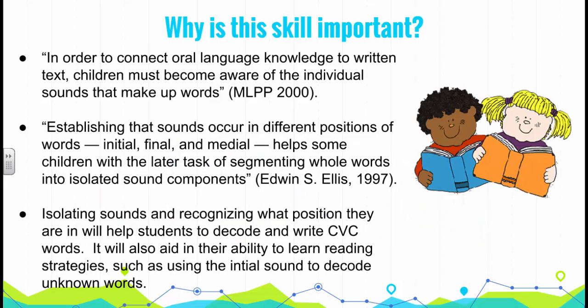According to MLPP, in order to connect oral language knowledge to written text, children must become aware of the individual sounds that make up words. Isolating sounds is one of the first steps in this process. At this stage, it is not important that students are able to connect the sounds to the letters, but instead are able to break up words into separate sounds or phonemes. This will help to create a solid foundation for sound spelling and decoding.